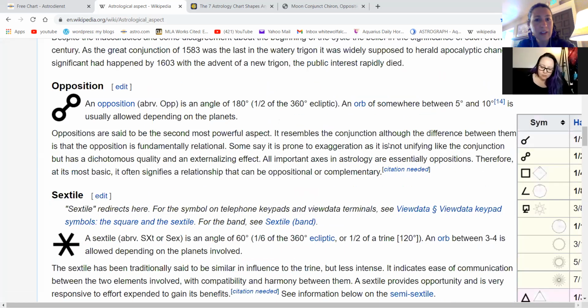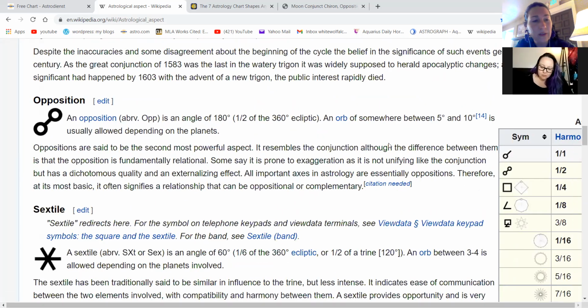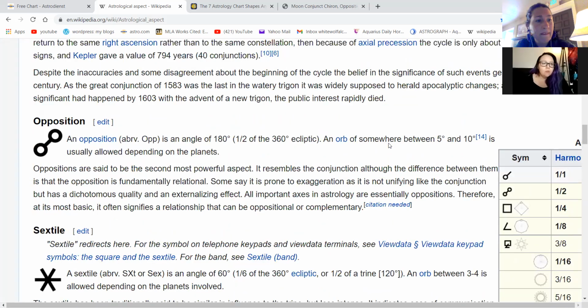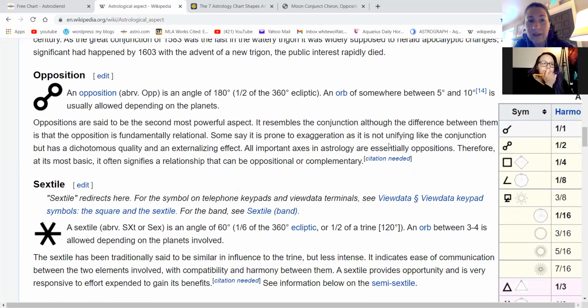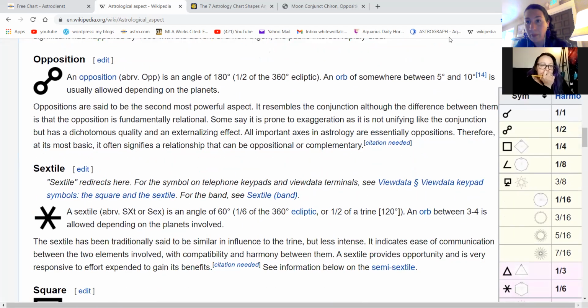Okay. Yeah, I'll read this. It's pretty short. So oppositions are said to be the second most powerful aspect. They're called major aspects and minor aspects because they're of importance. Right. But at the same time, there's a trinovile that's like a past life talent.